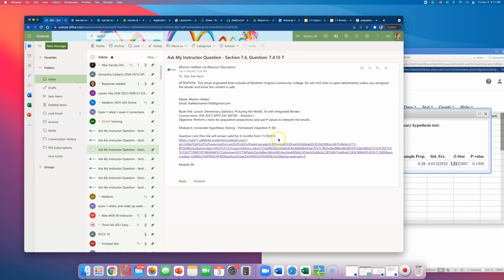This one was question number 38 on the Module 6 homework. And I believe that's all the emails I got from Module 6 homework.